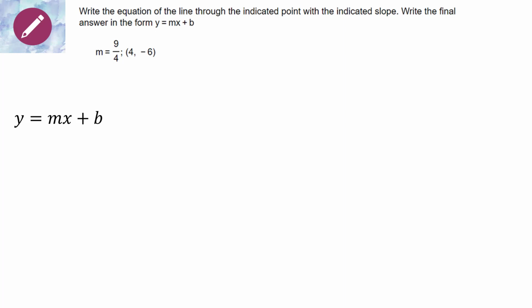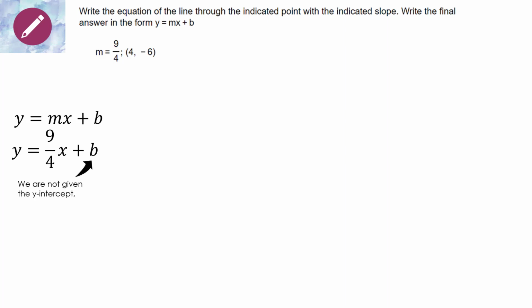Let's look at this one. Write the equation of the line through the indicated point with the indicated slope. Write the final answer in the form y equals mx plus b. For this question, we're given m is 9/4 and the ordered pair is 4, negative 6. We're going to use y equals mx plus b. Right away, we already know what the slope is, right? m is 9/4, so let's put that in.